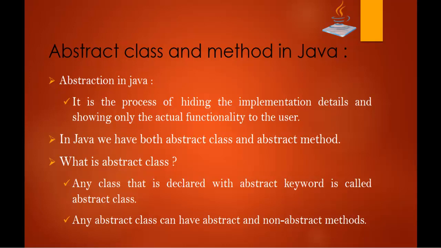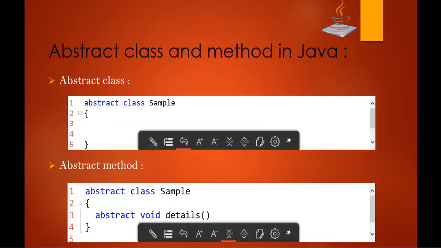In Java we have both abstract classes and abstract methods. First, what is an abstract class? Any class that is declared with the abstract keyword is called an abstract class, and it can contain abstract and non-abstract methods too. Without wasting much time, let me show you how to work with abstract methods. How do you define an abstract class? It's very simple. We use the abstract keyword before the class declaration, and the abstract keyword before the method definition.